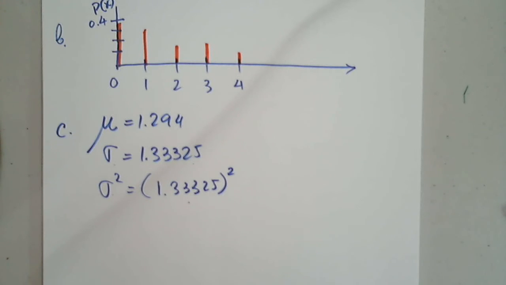Okay, compute and interpret the mean. Okay, type an integer or a decimal. Do not round. Okay, so 1.294.